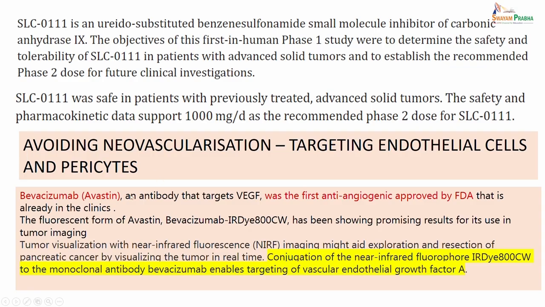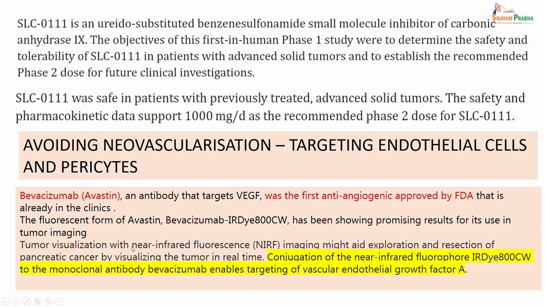Now, coming to the third aspect, avoiding the neovascularization and targeting the endothelial cells and the pericytes. Now, bevacizumab, Avastin, is a very, very famous molecule, and bevacizumab or Avastin is an antibody which targets the VEGF, and this was the first anti-angiogenic agent which was approved by FDA that is already available in the clinic.